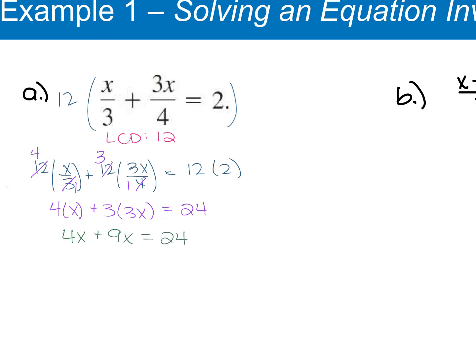So you combine your like terms, and you're going to have 4x plus 9x is 13x is equal to 24. From here, divide each side by the 13, and you get that x is equal to 24 over 13.